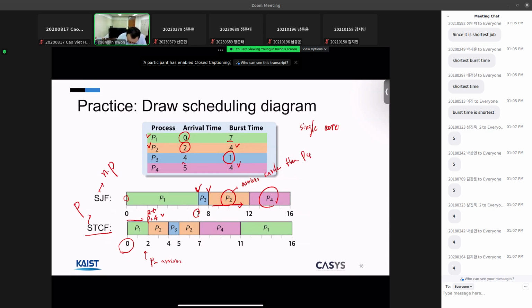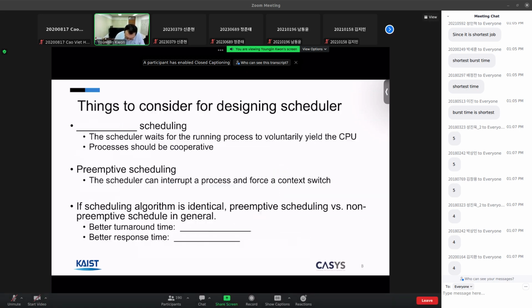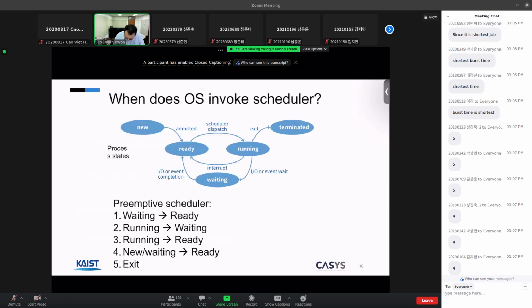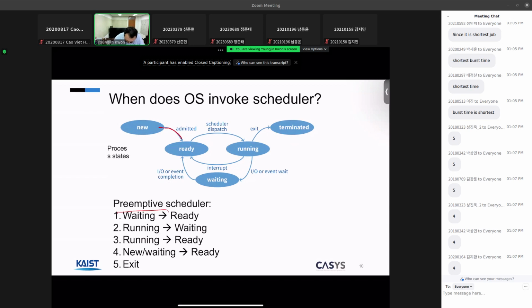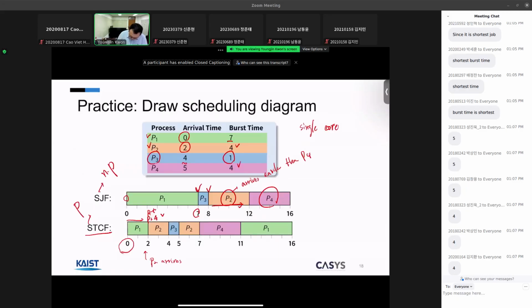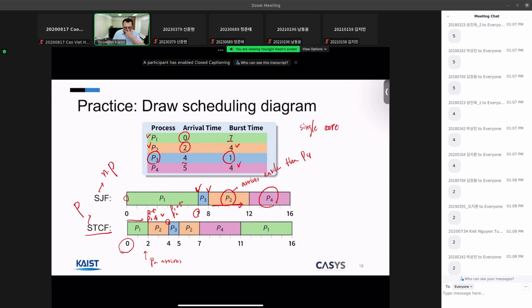At time 4, P3 arrives. Again, preemption happens when new tasks are ready. P3 arrives here. P1's time to completion is 5. What is the time to completion of P2? 2. P3, obviously 1. So P3 is selected.